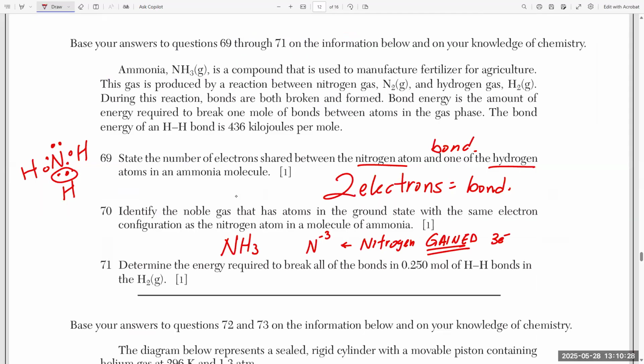And E, 71. Determine the energy required to break all of the bonds in 0.25 moles of H-H bonds in the H2. Again, right? Everything's been given to us. This is our start.